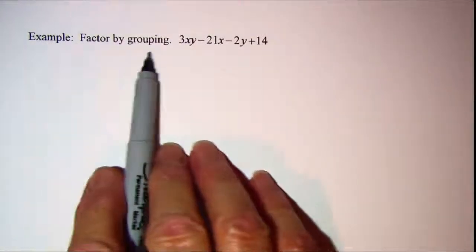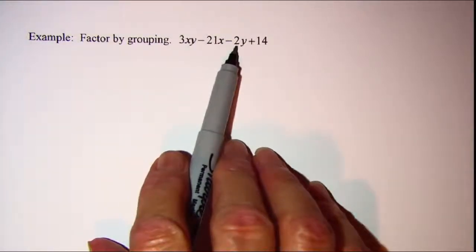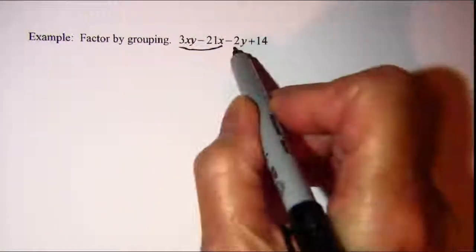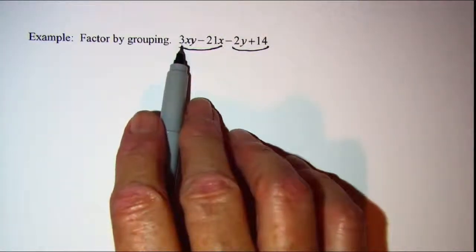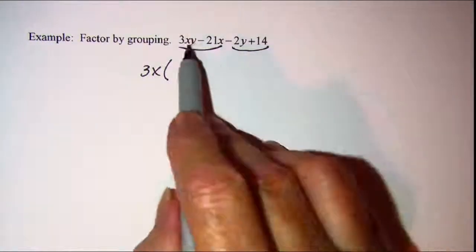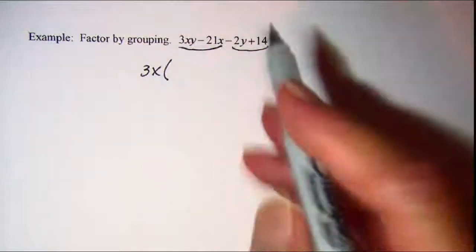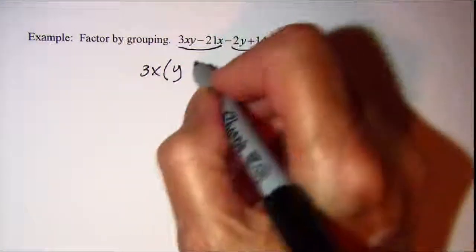I'm asked to factor by grouping again. 3xy minus 21x minus 2y plus 14. I'm going to group the first two terms and the last two terms. Factoring the first two terms, I have a common factor of 3x. When I divide 3xy by 3x, I have y. When I divide negative 21x by 3x, I have a negative 7.